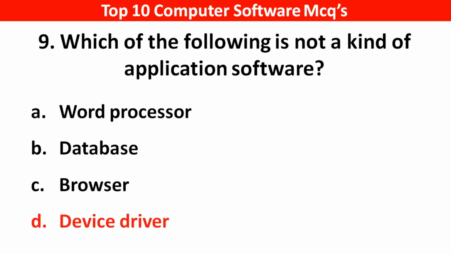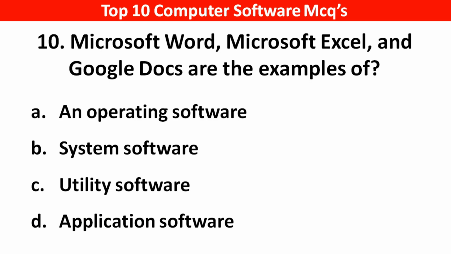Device driver. Next question. Microsoft Word, Microsoft Excel and Google Docs are the examples of options A, an operating system software. B, system software. C, utility software. D, application software. Right answer is option D.